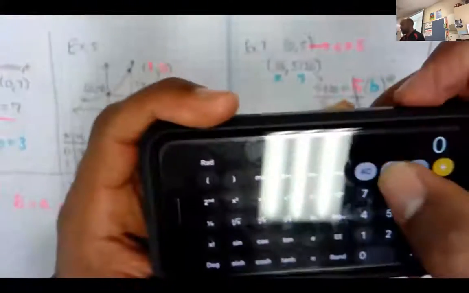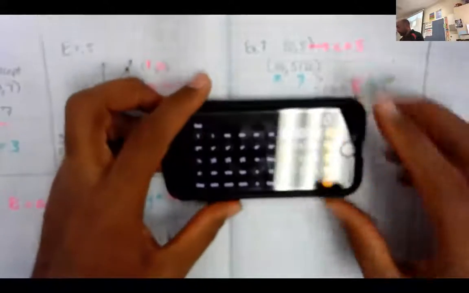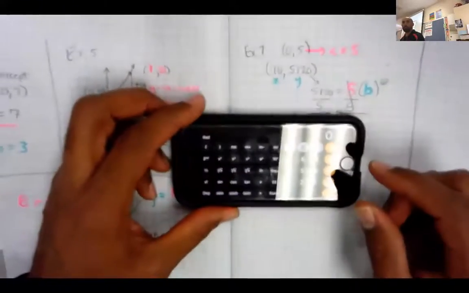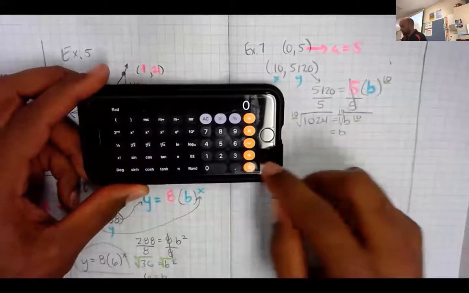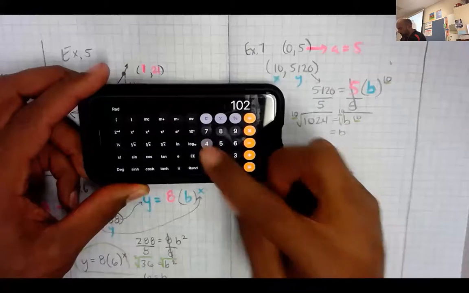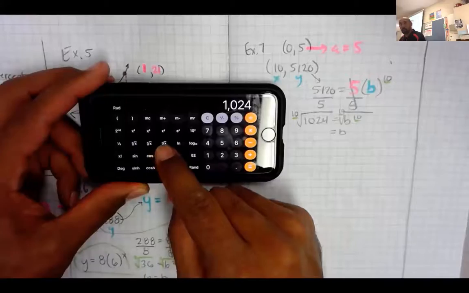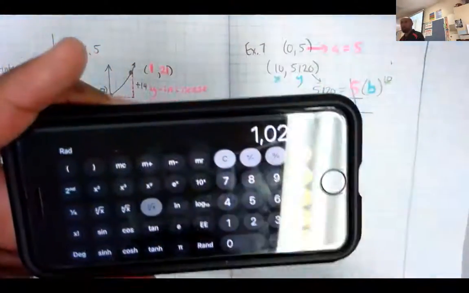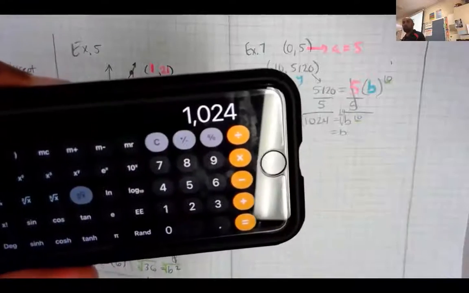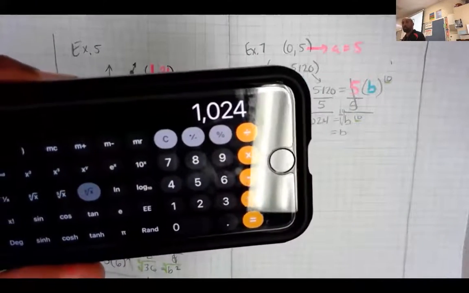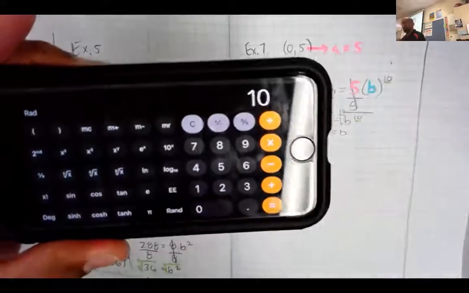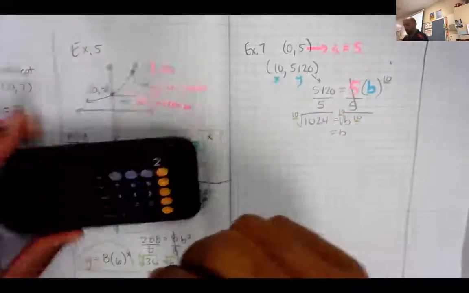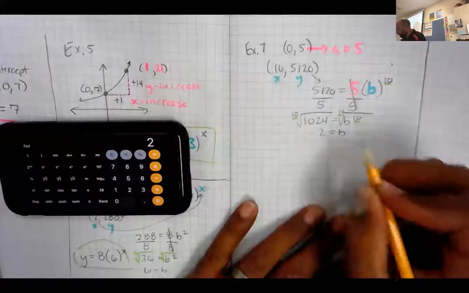Okay, so what we're going to do is first type our number, which is 1024. And then we hit that root button, the one that says root of x to the y. Now it's waiting for you to tell it what the root is. Well, it's 10. After I do that, I hit equals, and there's my answer, 2. That's one way to do it on your phone calculator.